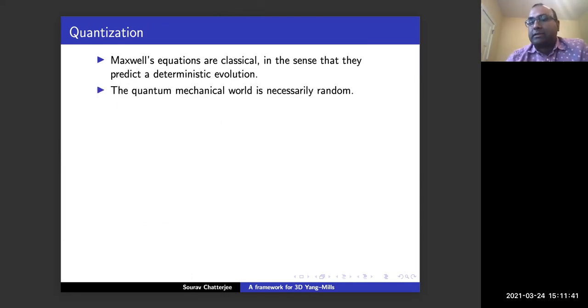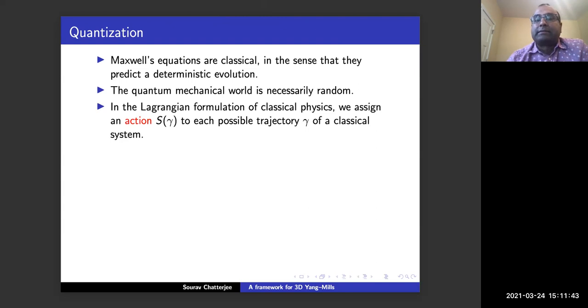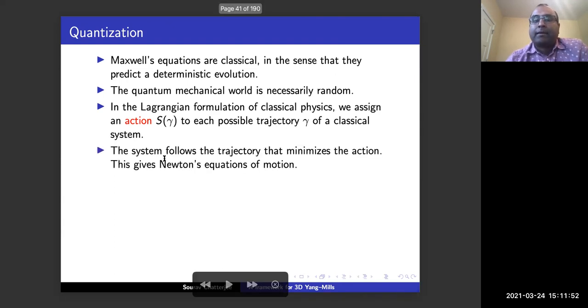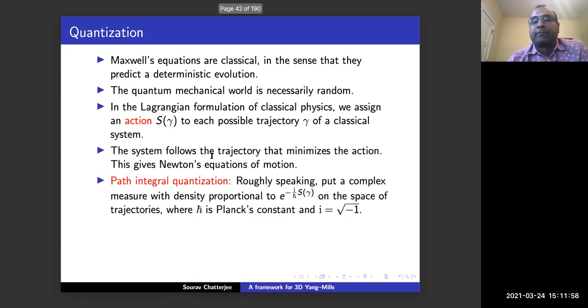The quantum mechanical world is random. So what is quantization? In the Lagrangian formulation of classical physics, we assign an action S(γ) to each possible trajectory γ of a classical system. The system follows the trajectory that minimizes the action. So this gives you Newton's equations of motion.